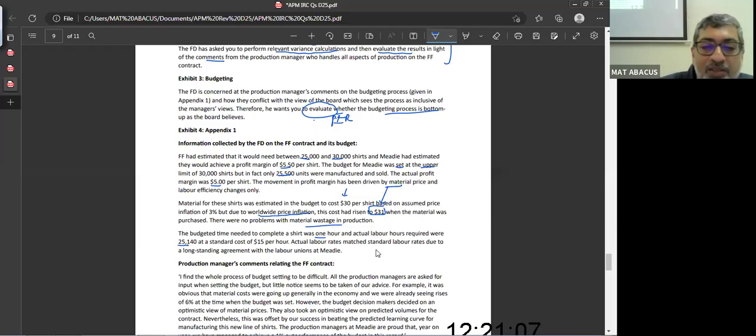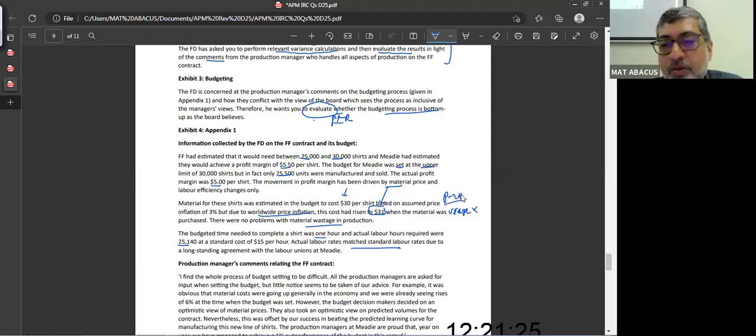Actual labor rates match the standard labor rate, so there is no labor rate variance due to a long-standing agreement with the labor unions and MIPS. Already you can see. So no usage variance, just a price variance. And that also, it seems we cannot control it. And then there is a labor efficiency variance, which seems to be positive. Yeah. While we don't have a labor rate variance. So how difficult can it be then?